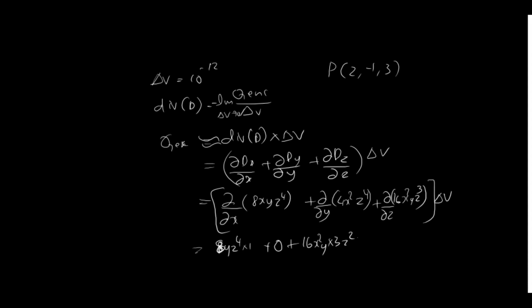Now we have to substitute the value into 10 raised to minus 12 at P 2 minus 1 3. So that will be 8 into minus 1 into 3 raised to 4 is 81, plus 16 into 2 square, that is 4, into minus 1 into 3 into z square is 9.